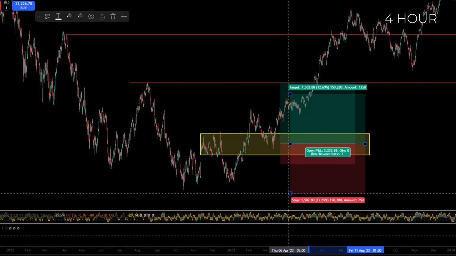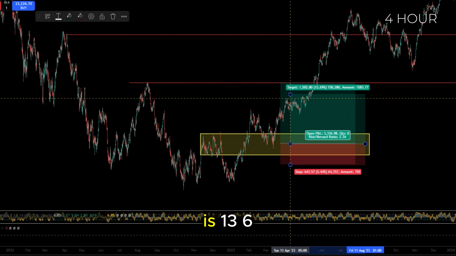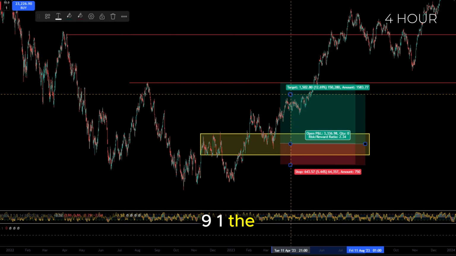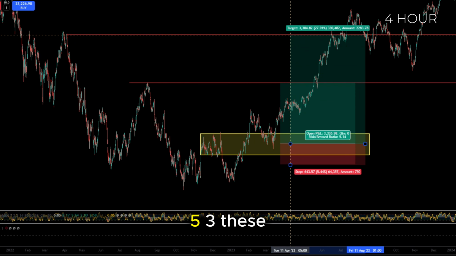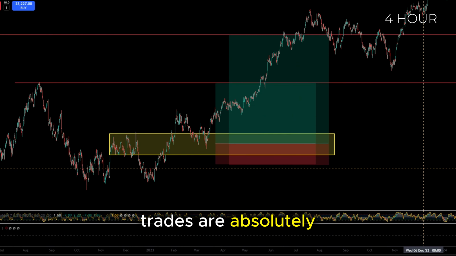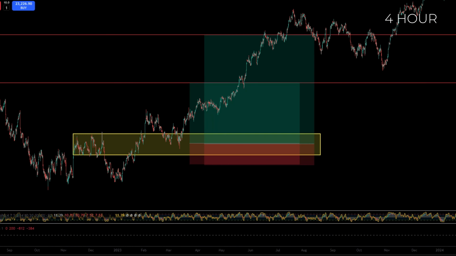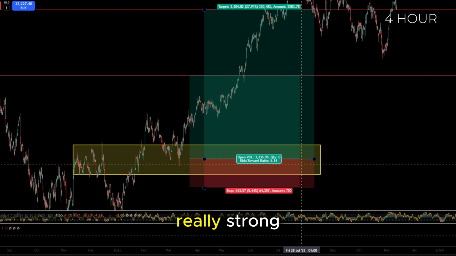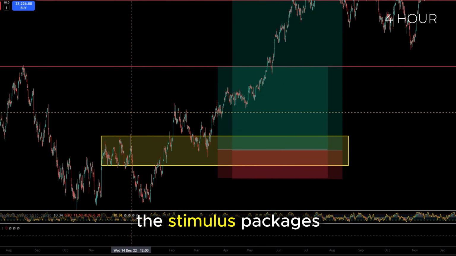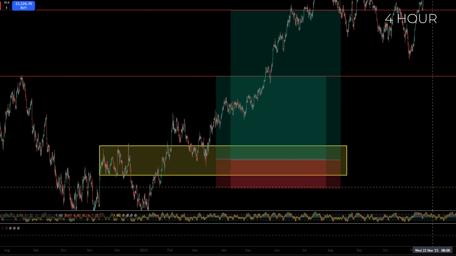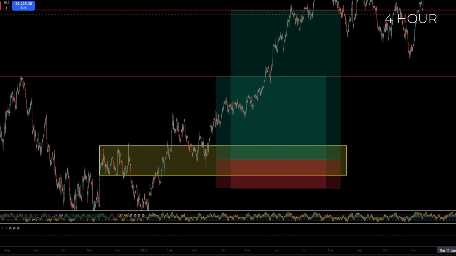You can see the entry is 11,860. The first take profit is 13,691. The second take profit is 15,153. These trades are absolutely humongous. But as the bull market was really strong then, due to all the stimulus packages, this was a weekly occurrence.